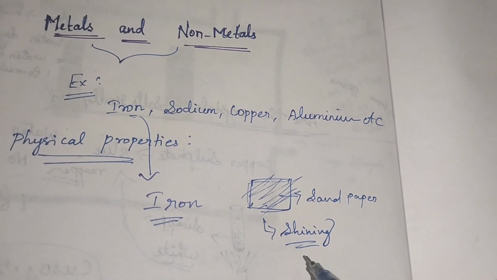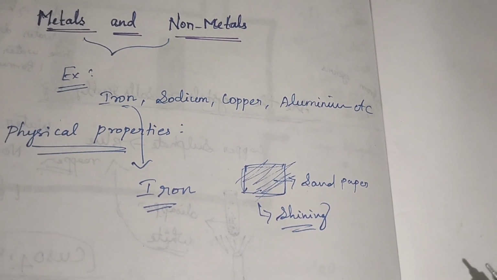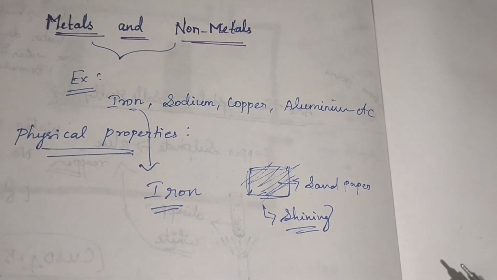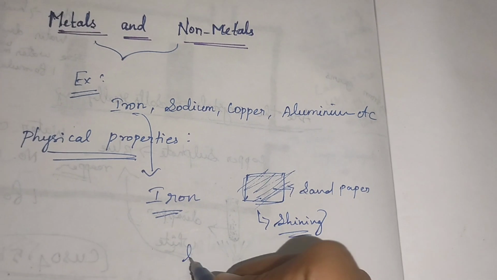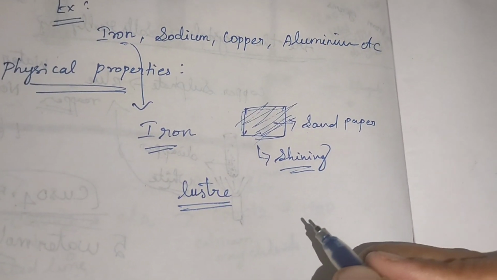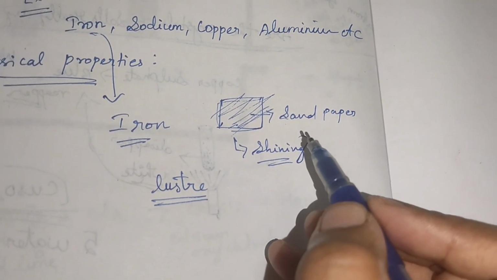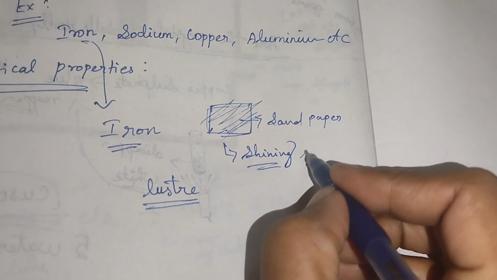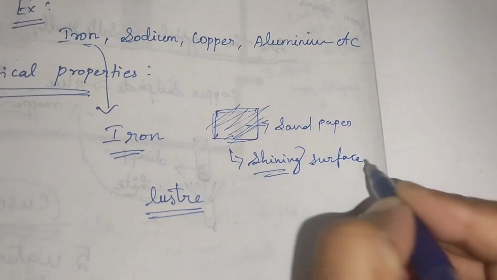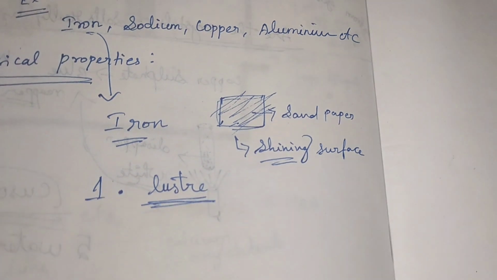So metals in their pure state have a shining surface. This physical property is known as metallic luster. This is the first physical property.